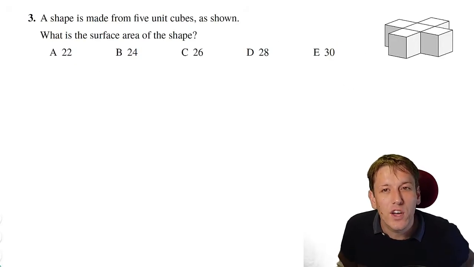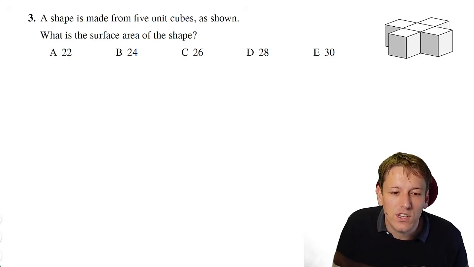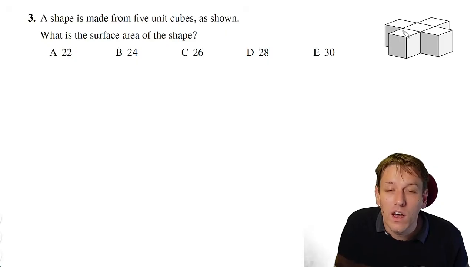A shape is made from 5 unit cubes as shown. What's the surface area of the shape? Well, we can see if they're unit cubes, that just means they're 1 by 1. So the area of each individual square here is just going to be 1 unit squared.